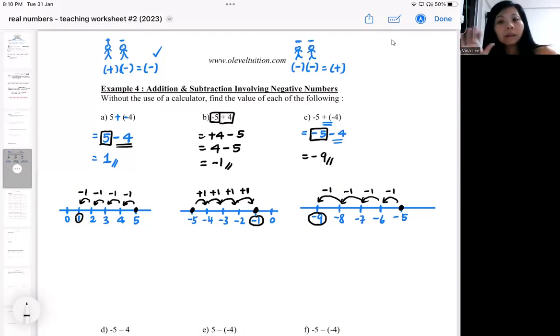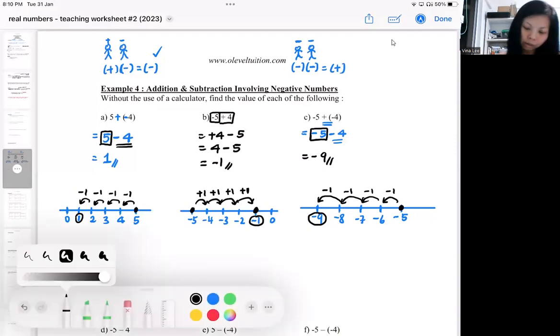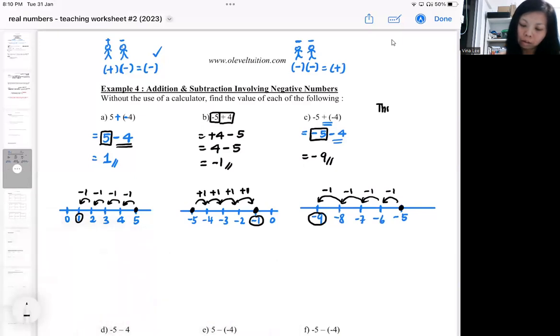You don't need to show the number line. The number line is in your head. So you use a number line to help you in your head. Otherwise, you can think this way.